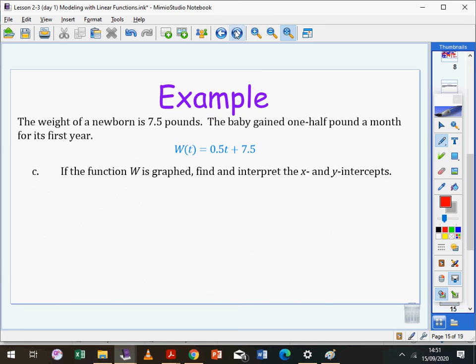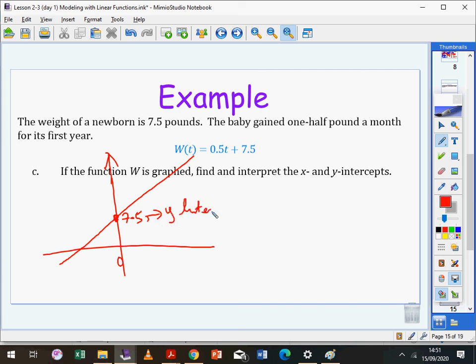Alright, if the function is graphed, find and interpret the x and y intercepts. I graphed it earlier. If I graphed it, it starts here. Interpret the x and y intercepts. The y-intercept is the weight of the baby at 0 months, like when they come out of the womb. I hope you can see that this is the weight at 0 months.